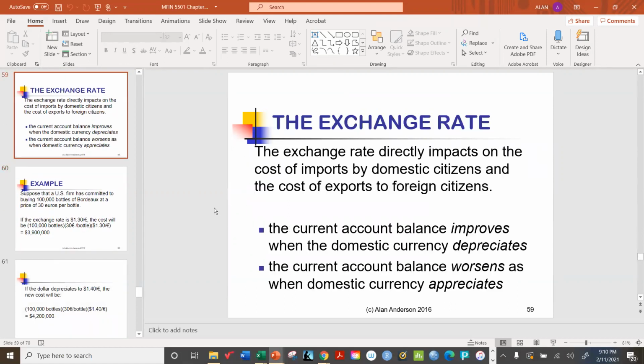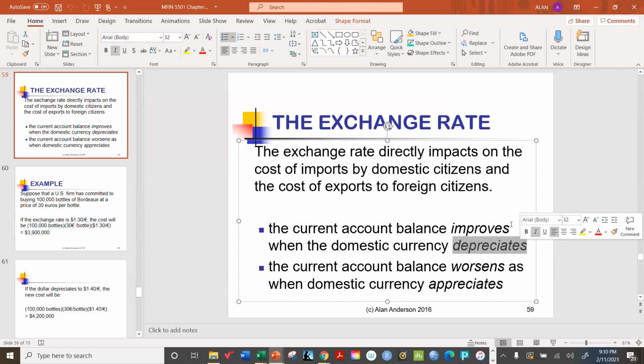Now, the exchange rate, we'll be talking about this a lot throughout the course, as you can imagine. But the bottom line is, having a weak dollar actually helps the trade deficit because imports become more expensive for Americans to buy, and our exports become cheaper to foreigners. So a weak dollar actually helps our trade deficit. On the other hand, if the dollar gets stronger, then we're going to have the opposite situation. A strong dollar is bad for the current account balance. A weak dollar is good.